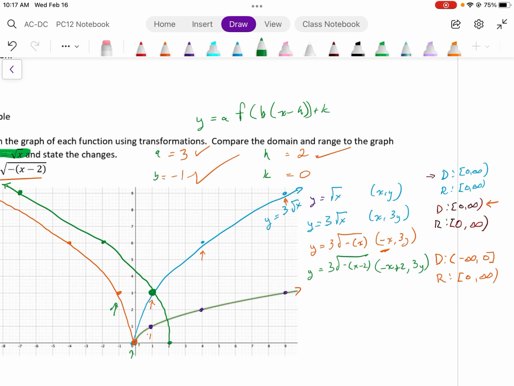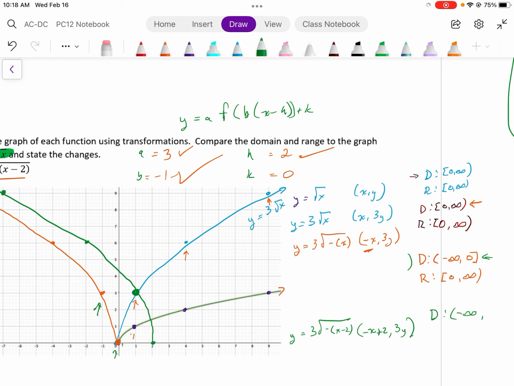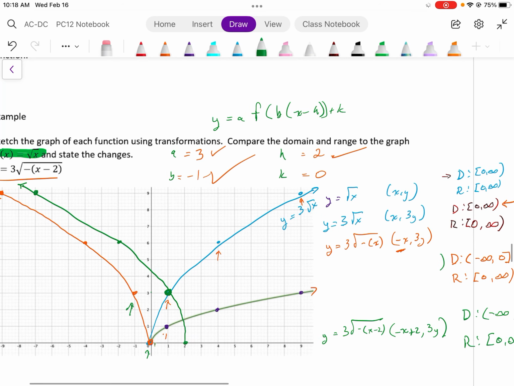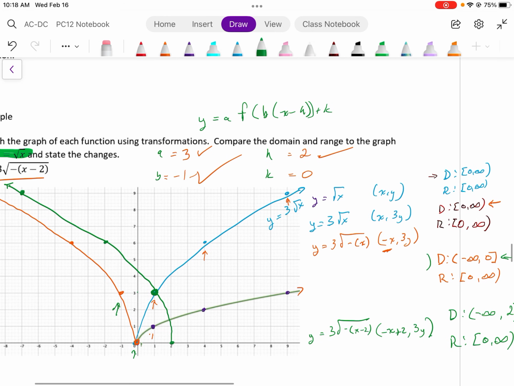So I'm just going to lasso this. I'm going to bring it down. Anyways, this final function has the same domain as before, but it's shifted over 2 units. So negative infinity plus 2 is negative infinity. 0 is going to be shifted over 2 units, and my range remains the same. All right, I hope that makes sense.